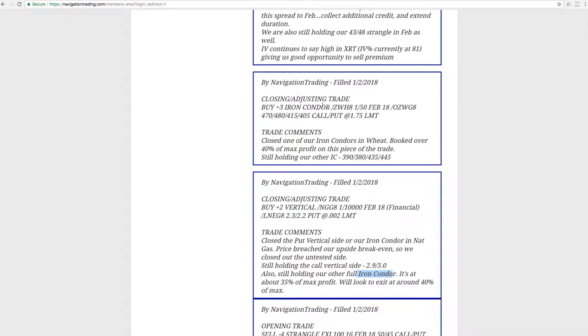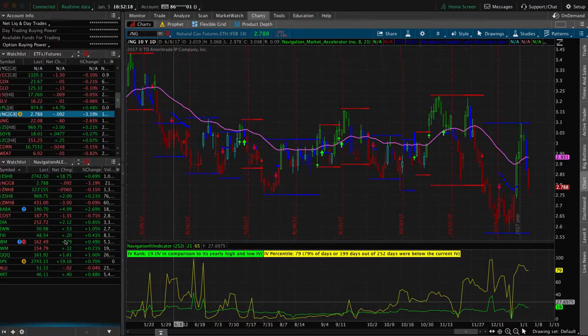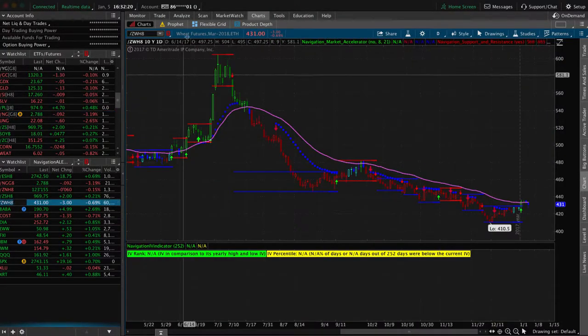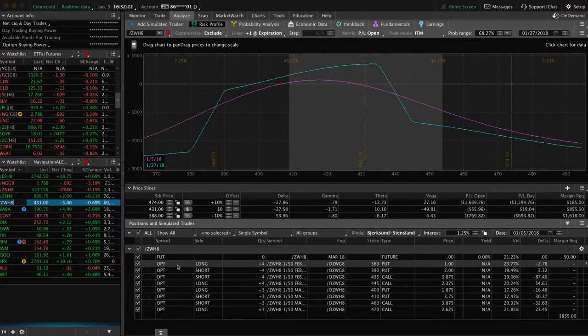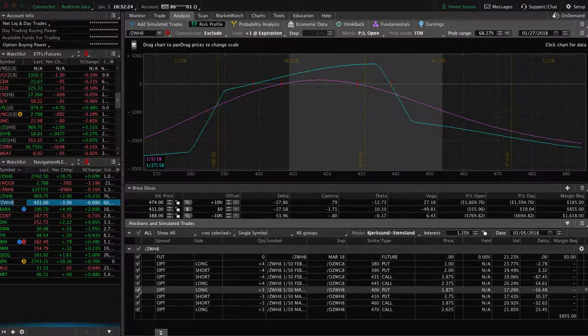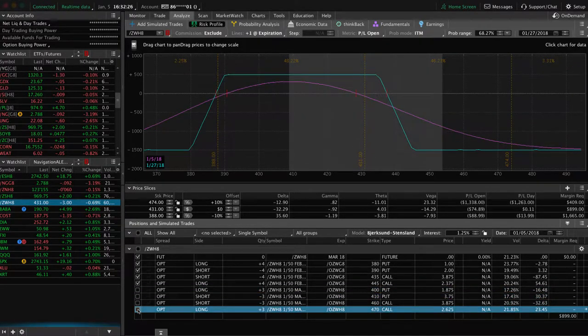Next trade was a closing adjusting trade in wheat. So we closed out one of our iron condors, booked over 40% of max profit on that piece. Now we still have, if we take a look at wheat, two other iron condors on, one of which was an alert I'll address here in a bit, but this is our other one. And so need a little bit of down movement in wheat to benefit this piece.